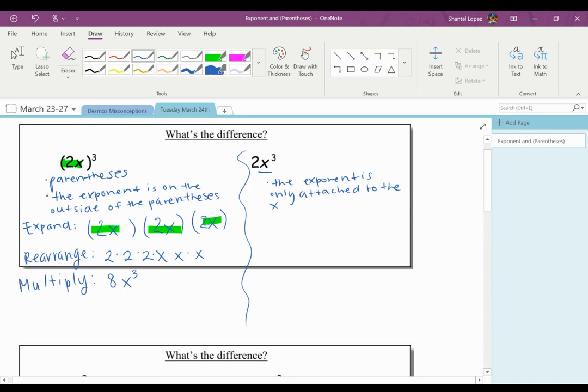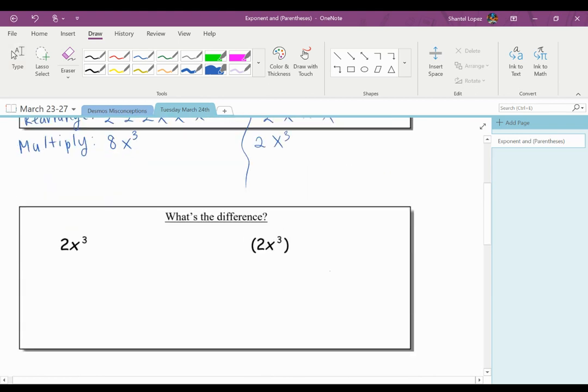All right, if I were to expand this one, I would only have 1, 2, and 3 x's because that exponent only applies to the x. And if I were to rearrange this, it would look exactly the same, so I'm not going to rearrange. And then multiply, so I get 2 times x to the power of 3. And nothing really changed from here to here. But there's a lot of difference between when there is a parenthesis and when there isn't a parenthesis. Let's look at another example.